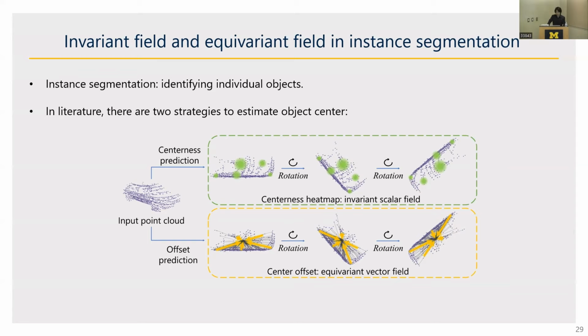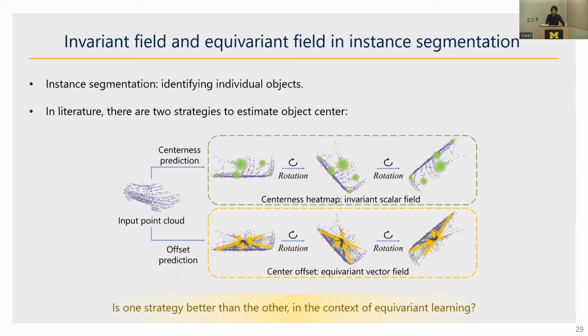The second strategy is called offset prediction. For every point, a vector is predicted to point from this point to the center of an object. We can see that such vectors will rotate when the point clouds are rotated. Therefore, this center offset map is an equivariant vector field. And we know that equivariant networks can be used to predict both invariant and equivariant targets. So here's a question. In the context of equivariant learning, is one strategy better than the other?